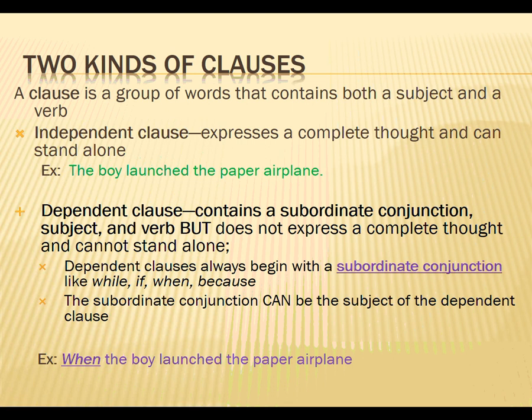Some examples of subordinate conjunctions are while, if, when, because. An example of a dependent clause is "when the boy launched the paper airplane." The subordinate conjunction is when. The subject is boy, the verb is launched. This clause cannot stand alone, hence it is dependent. The focus of this lesson will be on how to connect a dependent clause to an independent clause to make a complete sentence.